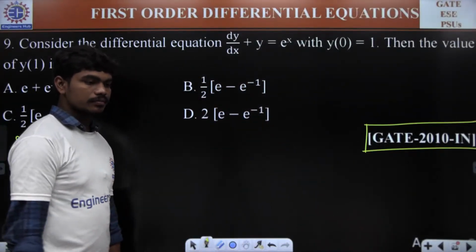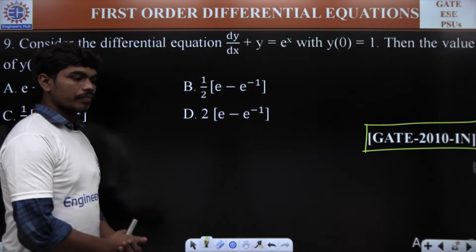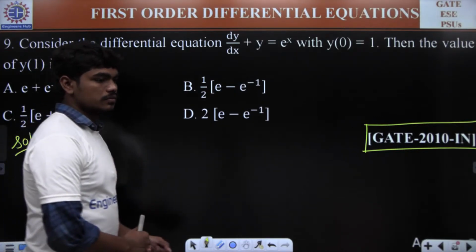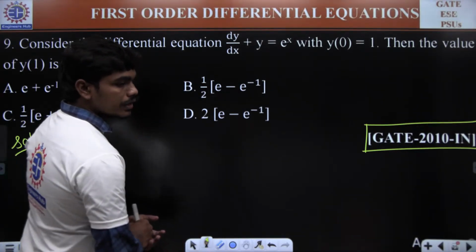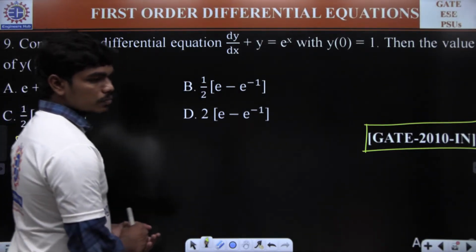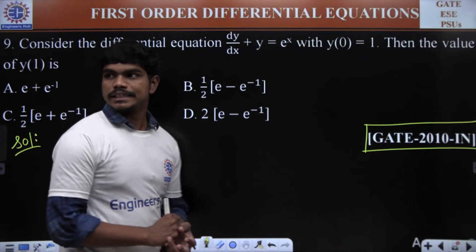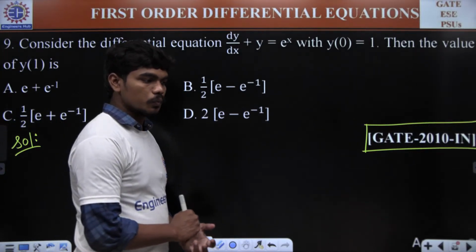Option C. Is it option C? All of you, please try to respond. Is it option C, y of 1 value?